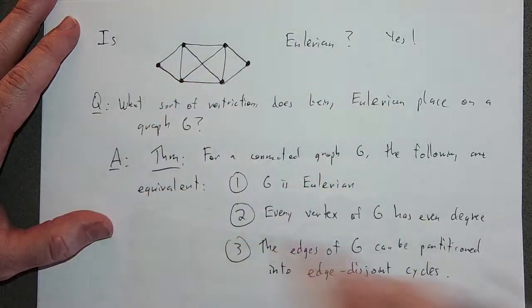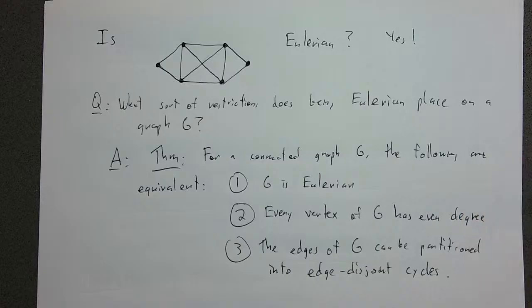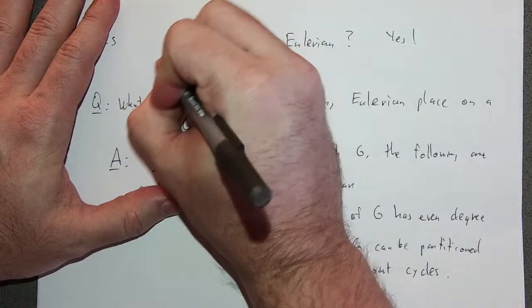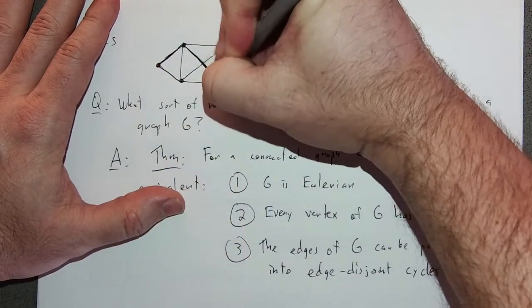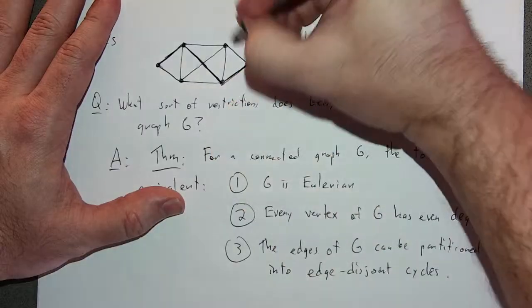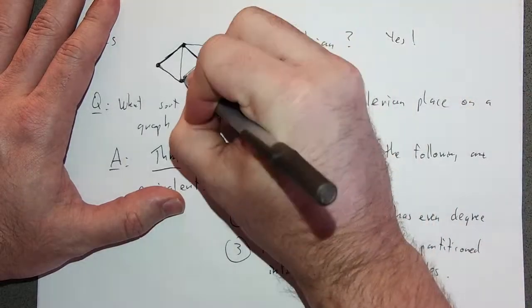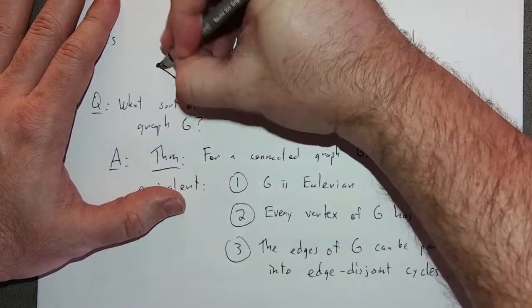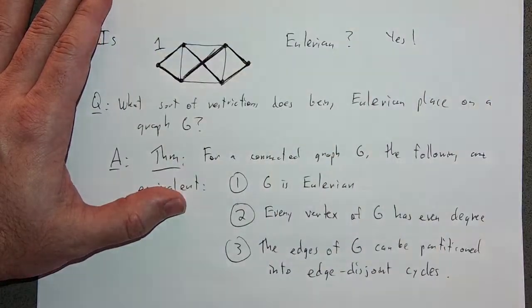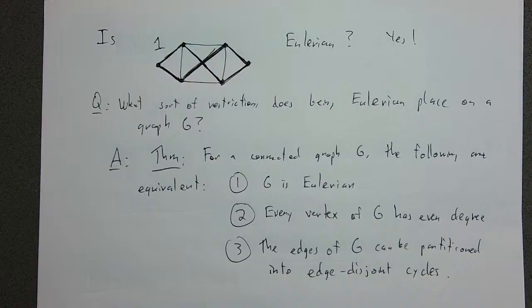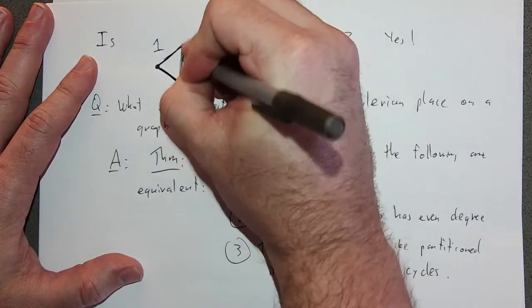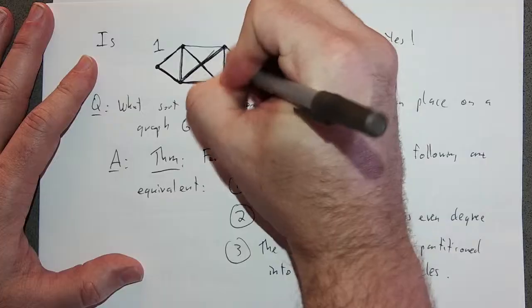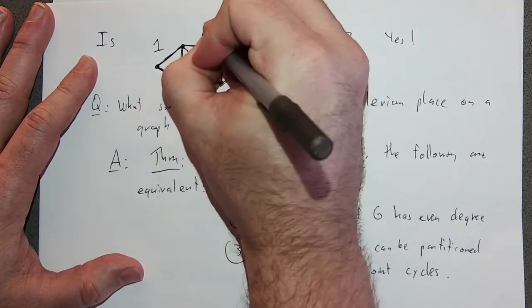The edges in this graph can be thought of as 2 edge disjoint cycles. So they share some vertices, but they don't share any edges. The 2 cycles in question, I really need to get a different colored pen to illustrate this, but the cycles in question are these. There's one of them. That's cycle 1. Cycle 2 is that one.